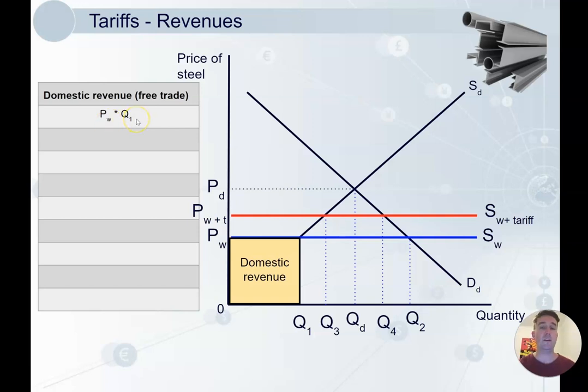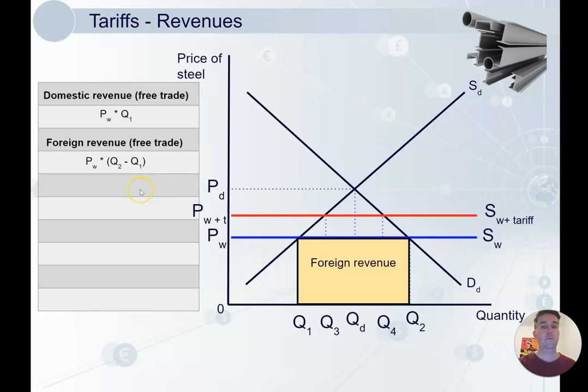So domestic revenue, if there is free trade, would be this low world price, so no tariffs. This would be that low world price, and how Q1, that's the quantity that domestic suppliers are willing to produce. That would be domestic revenue under free trade. Foreign revenue under free trade would be the amount foreign producers of steel make, right? So it's the imports, Q1 to Q2, times the price that they receive, PW. So it's this whole rectangle here.